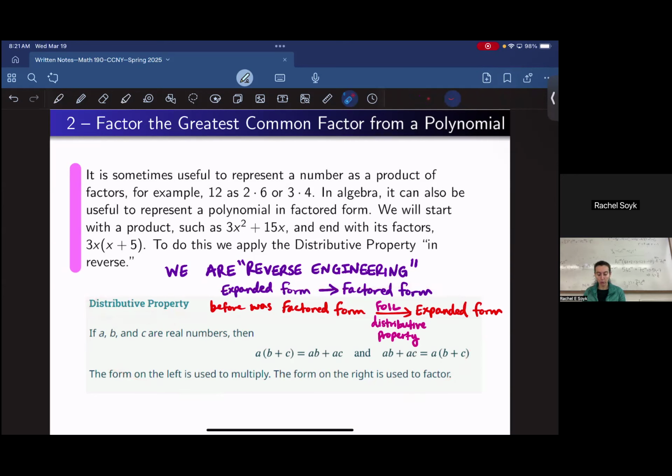Right? How do we go from our factored form to our expanded form? Well, we utilize distributive property, but now you're given your expanded form and we're going into factored form. You're pulling out a GCF in order to get that fully factored form. We are reverse engineering everything.